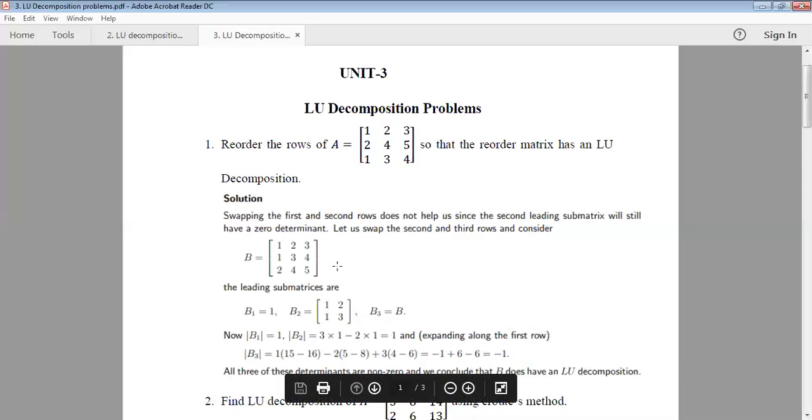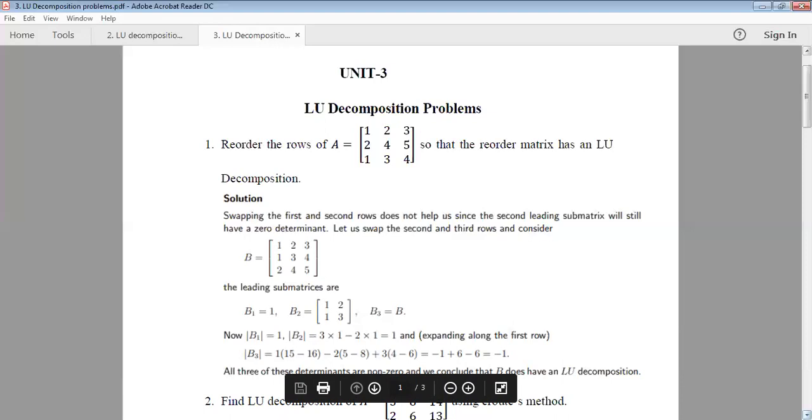And the leading principal minor of order 3. The order of the given matrix is 3, so the leading principal minor of order 3 is simply the determinant of the given matrix. Calculating the determinant: 1 into (3 into 5 minus 4 into 4), that is 1 into (15 minus 16), minus 2 into (5 minus 8), plus 3 into (4 minus 6). So the total value equals minus 1.